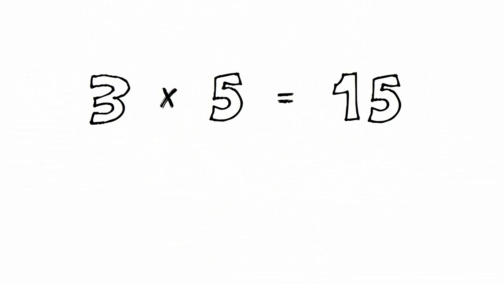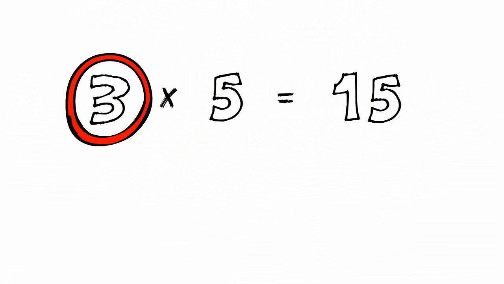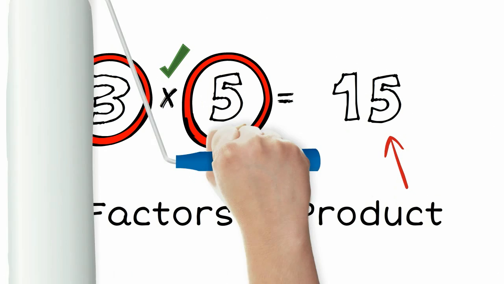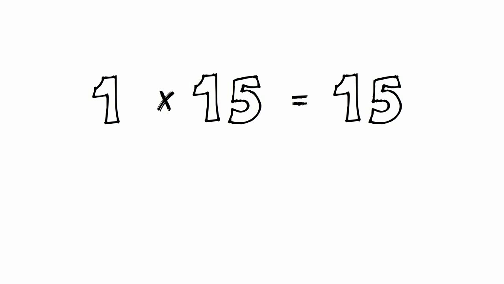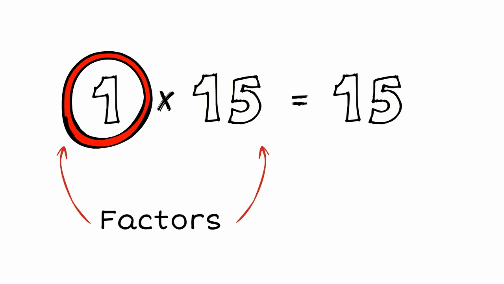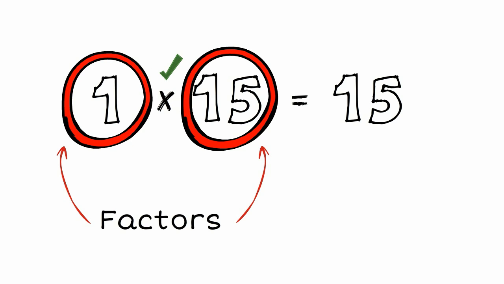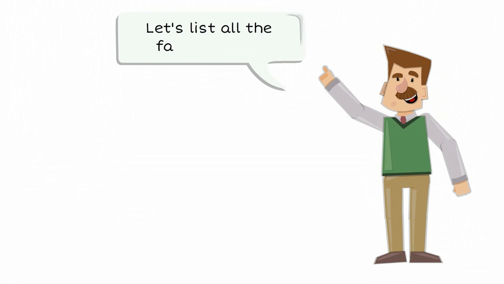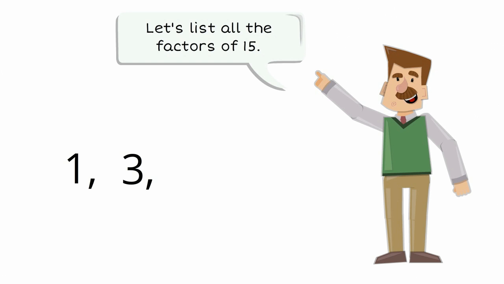In this example, the numbers 3 and 5 are factors multiplied together to equal our product of 15. Also, the factors 1 and 15 are multiplied together to also get us the product of 15. So, if we're to list them out, the factors of 15 are 1, 3, 5, and 15.